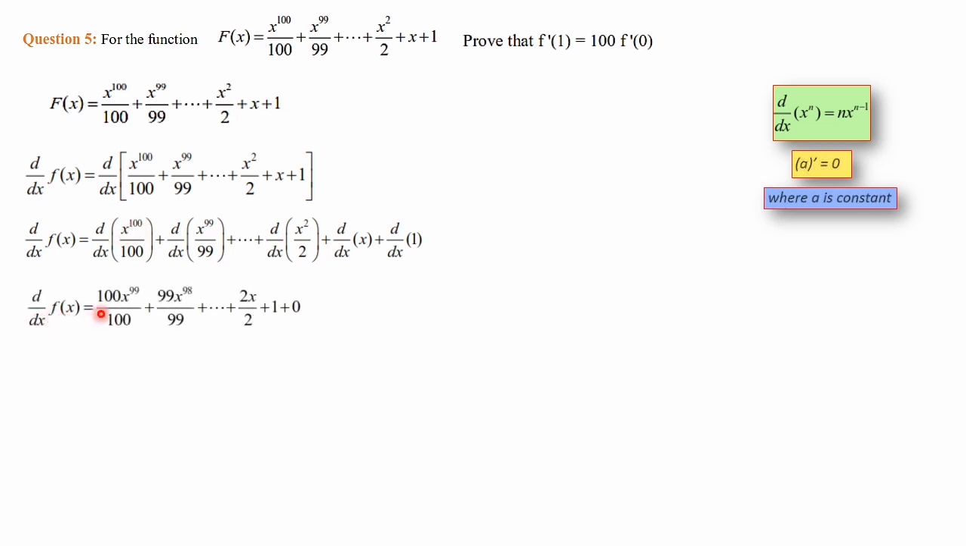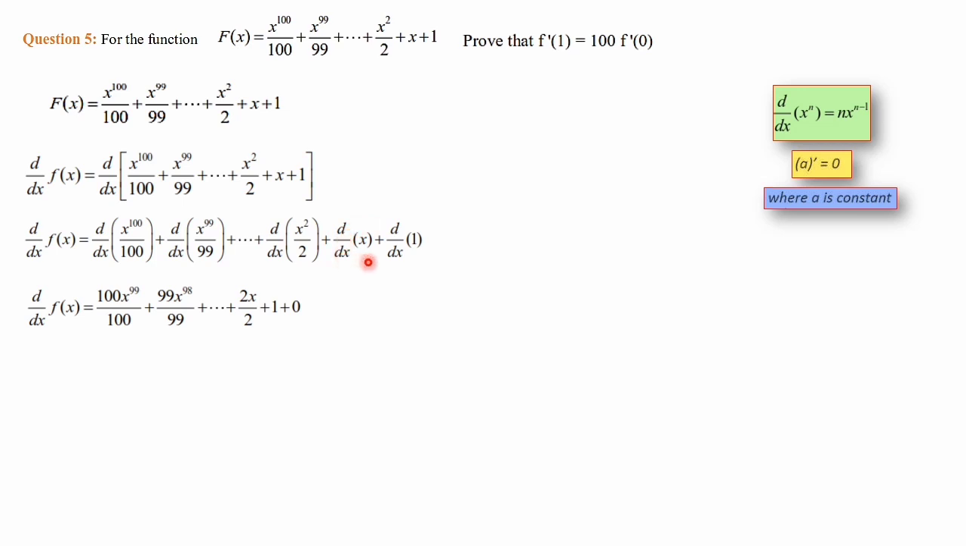D by dx of f of x is equal to 100 into x power 99 plus, here x power 99, when we apply the formula, that is 99 into x power 99 minus 1. 99 minus 1 is 98. The denominator is the same, it's a constant. Plus etc plus, here x square: the derivative of x square is n into x power n minus 1, n means 2, so 2 into x power 2 minus 1. 2 minus 1 is 1. So 2 into x power 1, that is 2x. The denominator 2 is here.